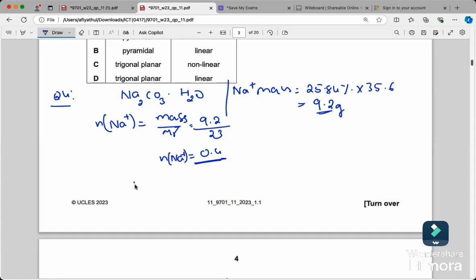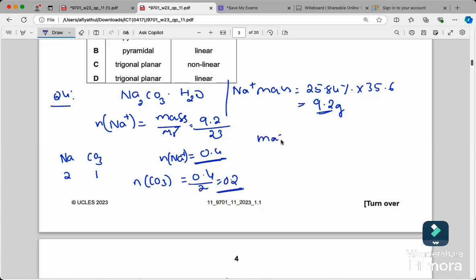So for that, we will find the number of carbonate moles first, because we know that for every 2 sodium, there is 1 carbonate, isn't it? Therefore, I have to do the molar ratio here. So sodium and carbonate, 2 and 1, isn't it? So if you have carbonate as 1, I have to divide by 2, which is going to be 0.2.